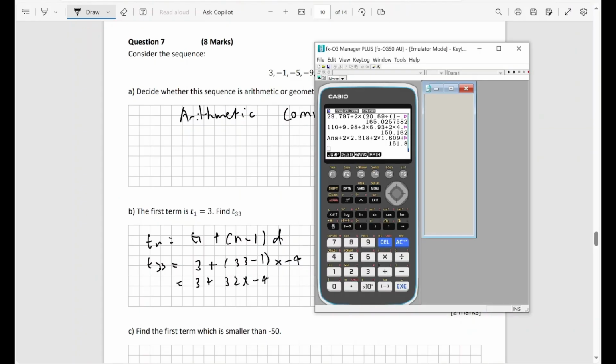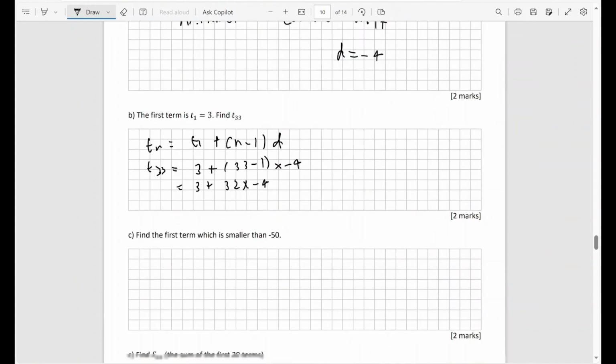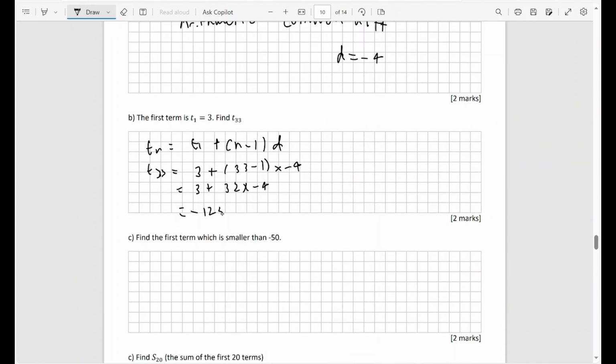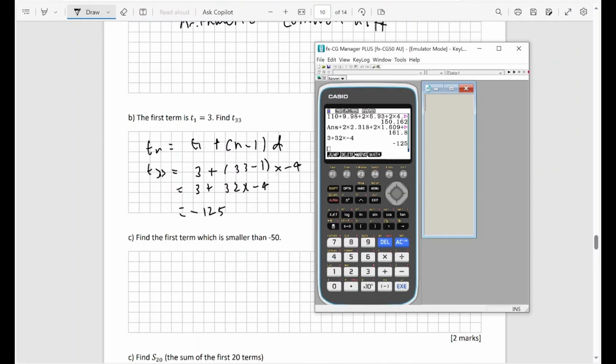Let's see what that is. -125. Now, you can be really cheeky with this, and you can go like 3 and then just take 4 a bunch of times. You could keep doing that 33 times, and you'd actually get down to -125.